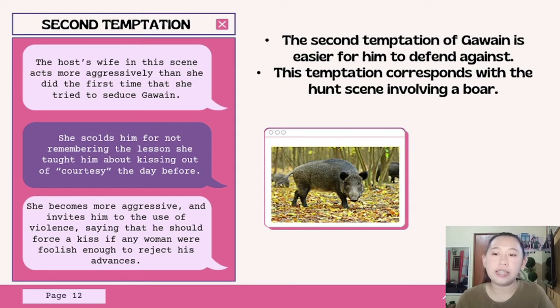So we can see in the scene that the Lord's wife again approaches Gawain in the same manner. But this time, Gawain doesn't attempt to avoid the advances made upon him. He decides to be more confrontational and direct with her. Gawain does not physically harm the lady as a boar may. He is much more frontal and direct in his dealings with her.